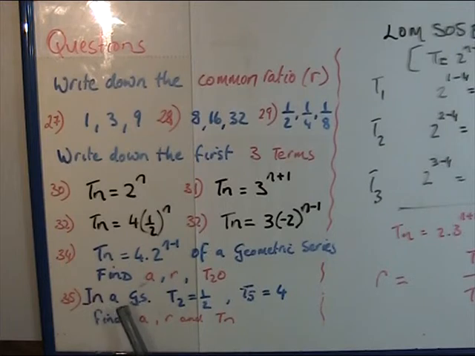Now in this GS, T2 is equal to a half, and T5 is equal to 4. Similar to the last one. Find a, r, and T of n, the expression for T of n. So remember, you'll have to go and do your division here and get the common ratio r. So that's everything now.